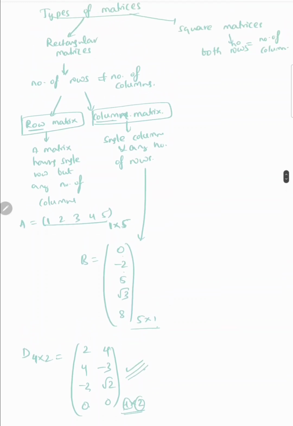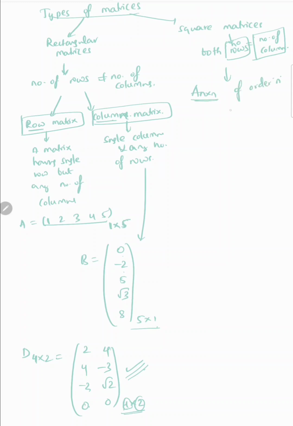Now, let us see what a square matrix is. As I said, if the number of rows is equal to the number of columns, then that matrix is called a square matrix. There are some special terms associated with square matrices. We can write the general square matrix of order n by n as A n by n. It is called a matrix of order n by n, or a matrix of order n.